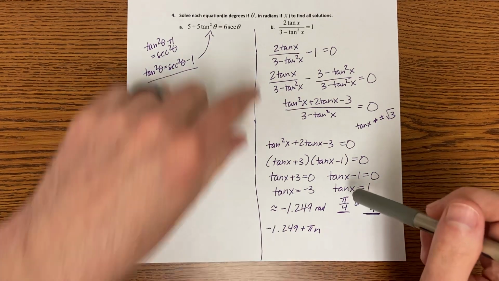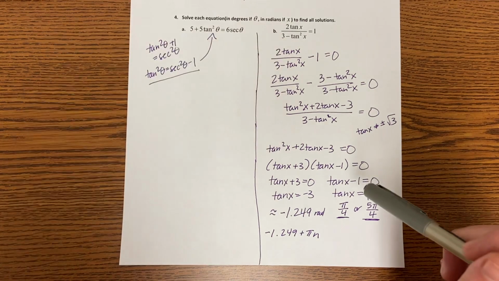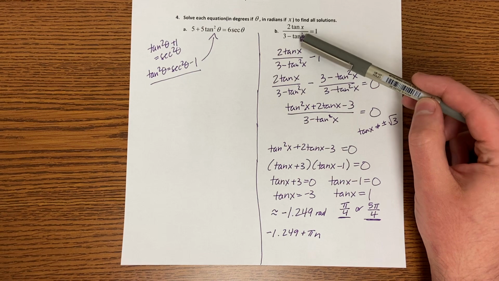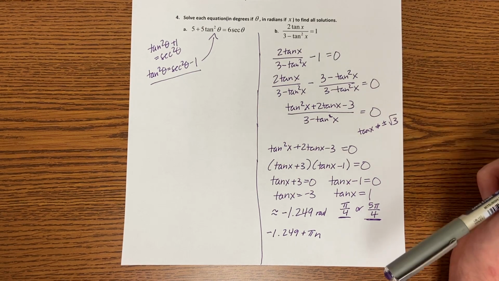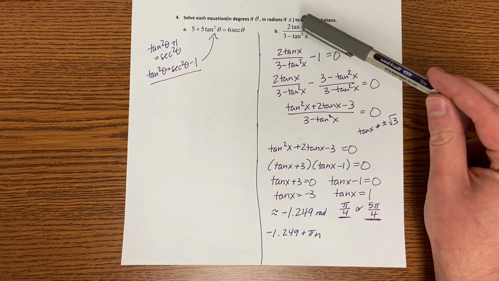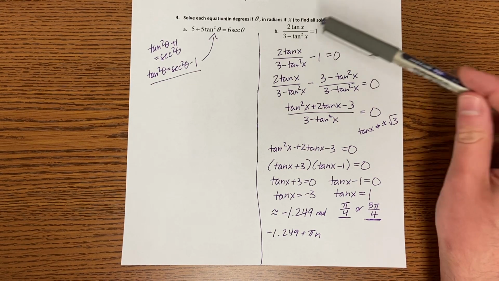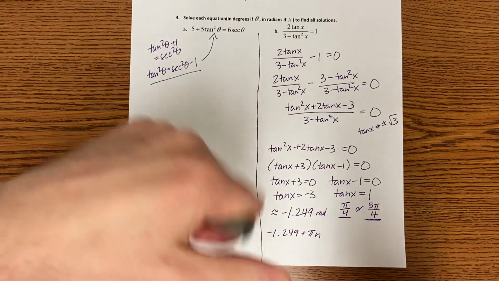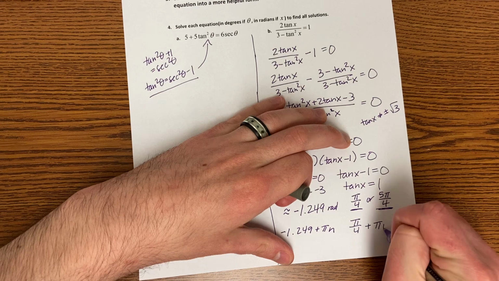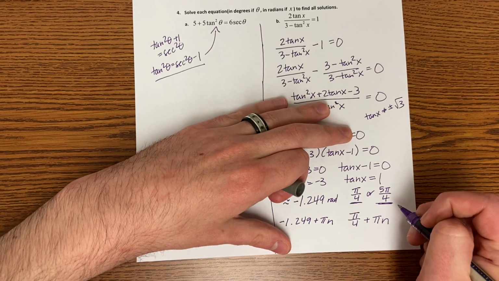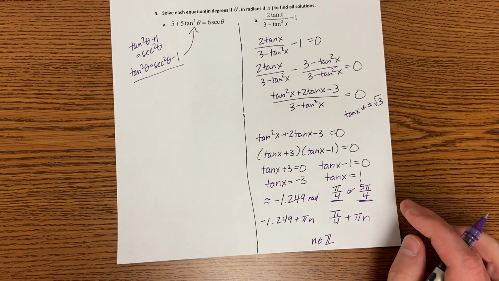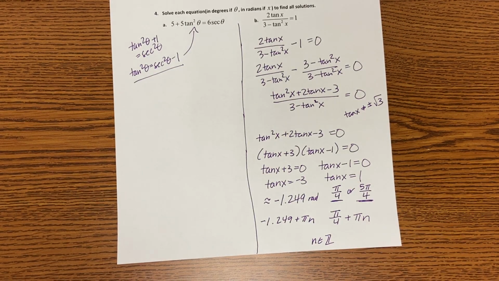If you want to be sure, you can plug in pi over 4 up there, because if you plug in pi over 4, it's 2 times 1 over 3 minus 1 squared. 2 over 2 is 1. It works. Plug in 5 pi over 4, you get 2 times, again, 1 over 3 minus 1, still 1. It still works. They both work. You could pick either one. Pi over 4 plus pi n will work. 5 pi over 4 plus pi n will also work. Remember that n is always an integer, and this is how we write it. It kind of looks like a thick z for the integers.